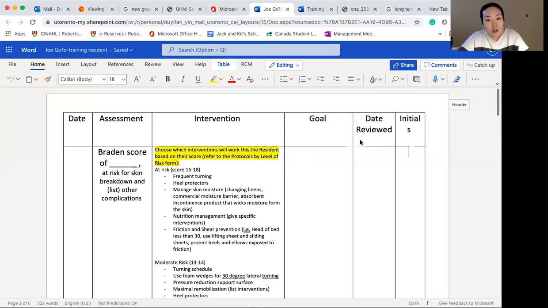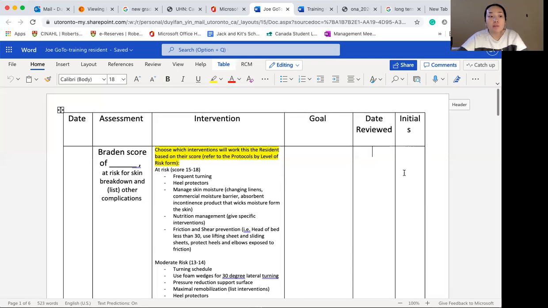In the date reviewed column, this should be done on a monthly basis at the minimum, or whenever the health conditions of the resident changes. So it is the role of the RN and the LPN to either edit the care plan document on the server at the nurse's station or to physically write down any changes and, of course, properly document and sign off here on the initial portion.